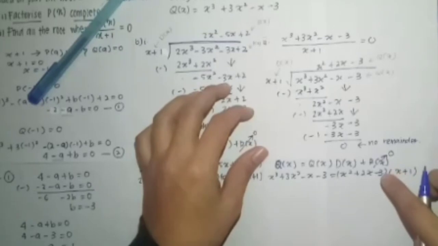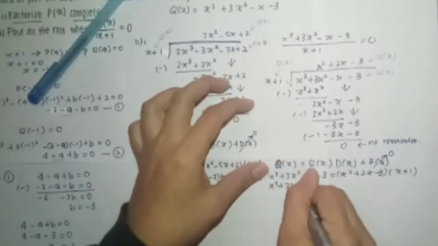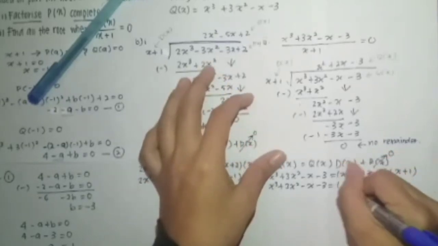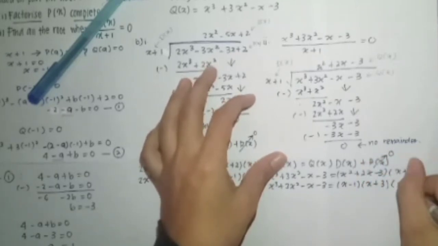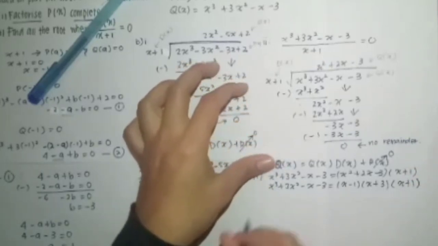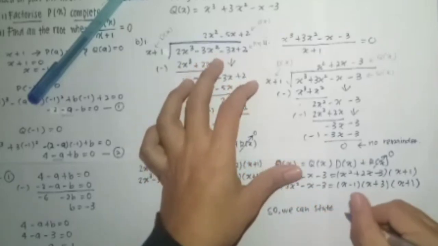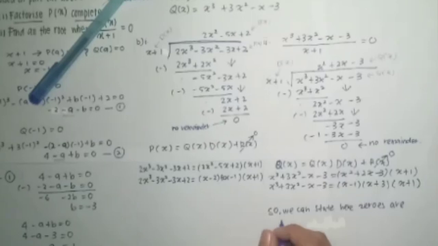So to find the roots, we factorize the quadratic first. x cubed plus 3x squared minus x minus 3 equals (x minus 1)(x plus 3), and just copy the x plus 1. So we can state the roots are 1, negative 3 and negative 1. That is the answer for the second Roman.